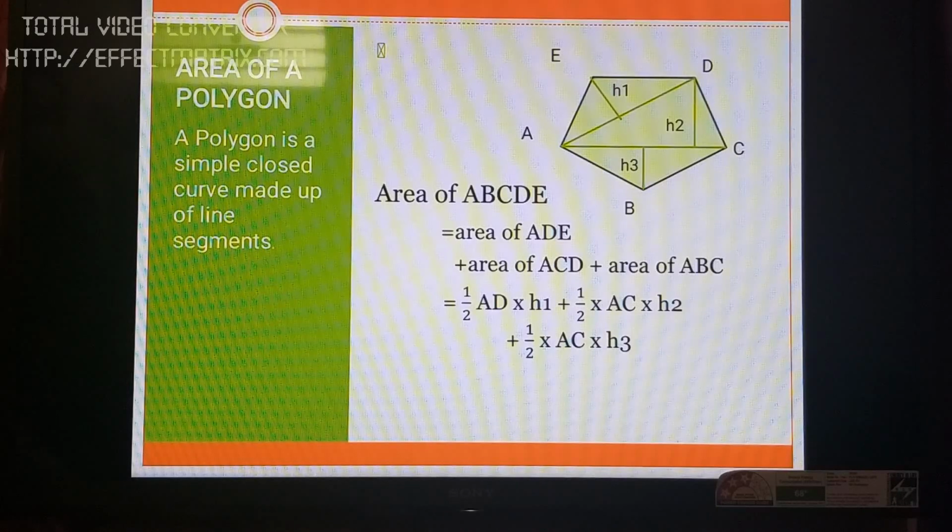Now we are going to find the area of another kind of polygon. What is a polygon? A polygon is a simple closed curve made up of line segments. Here ABCDE is a polygon. We have done the same way, dividing it into three triangles: ADE, ACD, and triangle ABC, and on all the triangles we have constructed three altitudes: from E to AD, H1; from D to AC, H2; and from B to AC, H3. So the areas of triangle ADE, triangle ACD, and triangle ABC constitute the area of polygon ABCDE. So we can easily find the area of a polygon of any number of sides.